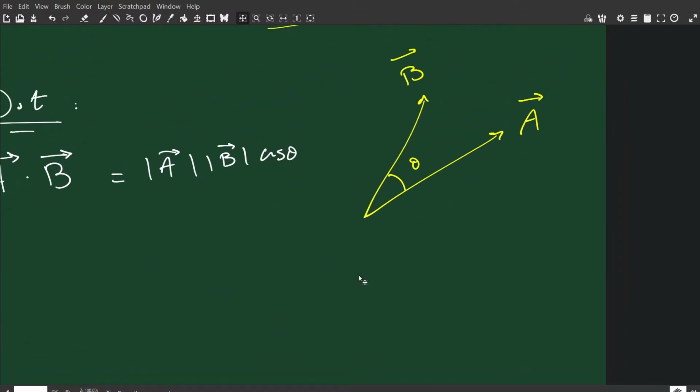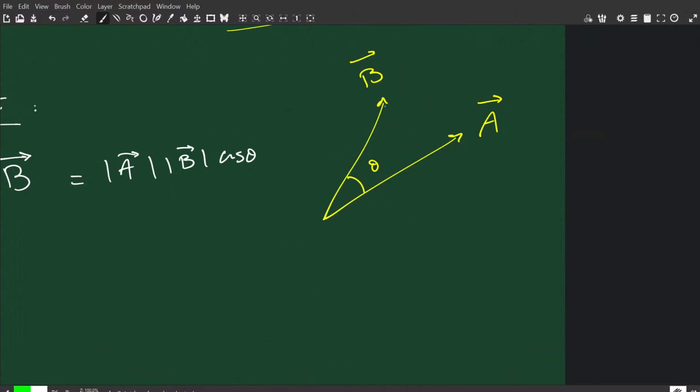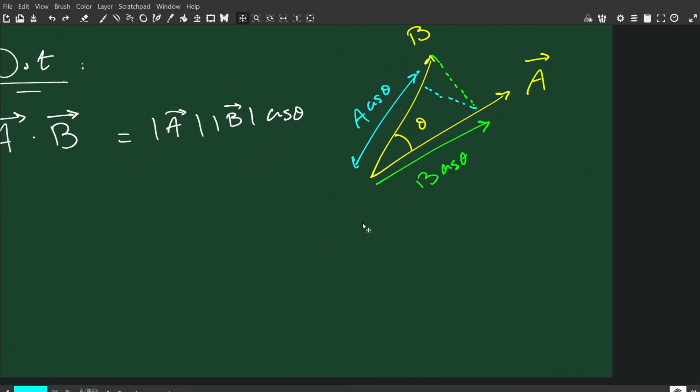Its graphical interpretation is that we calculate this length, which is b cosine theta, and multiply it by the whole length of a. Or we can do it in reverse. I mean, we can calculate this length, which is a cosine theta, and multiply it by the whole length of b. So we can write them like this.